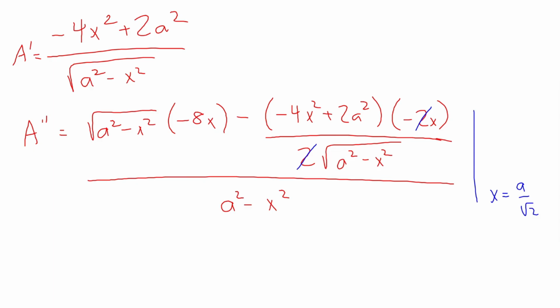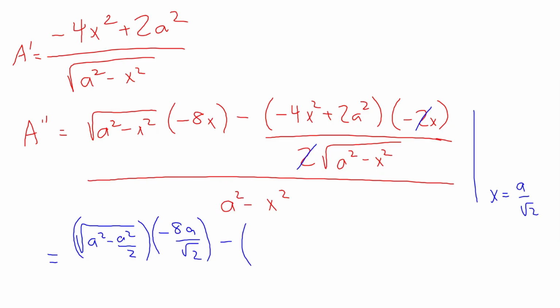Well, if x is a over root 2, we're going to see that the square root here becomes the square root of a squared minus a squared over 2. And then times the negative 8, so negative 8a over root 2, that is negative 8 times a over root 2. And then we're going to have minus.